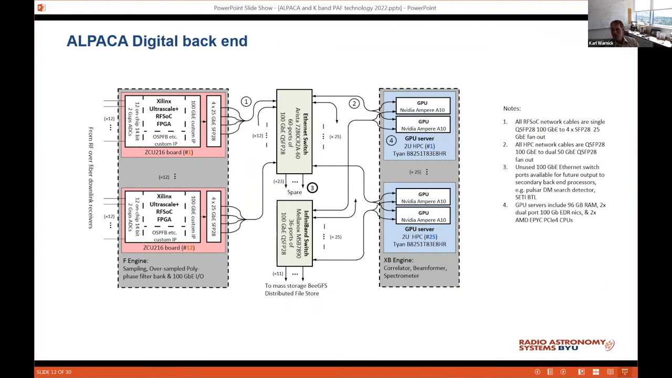Here's a functional overview of the digital back end. You can see the Xilinx RF SoC boards, packetizers running on the FPGA, then 100 GbE Ethernet through a switch, and then that distributes to a rack or multiple racks of HPCs with GPUs, where the correlation and beamforming is done and images are created.